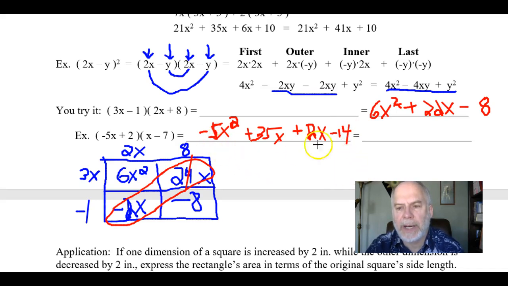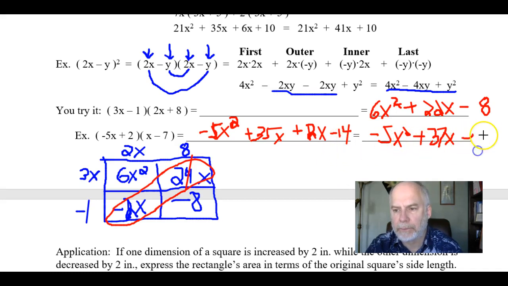So then we can combine our terms. Of course, there's nothing you can add with the -5x squared. And then you have 35x plus 2x. That would add up to 37x. And then you have the -14. So it should be -5x squared plus 37x minus 14.